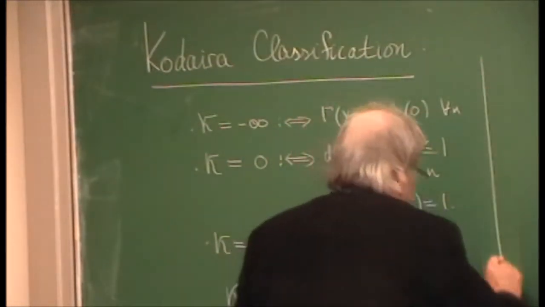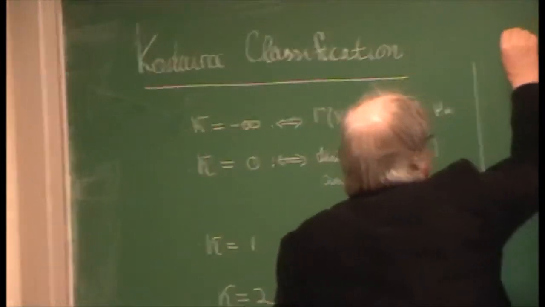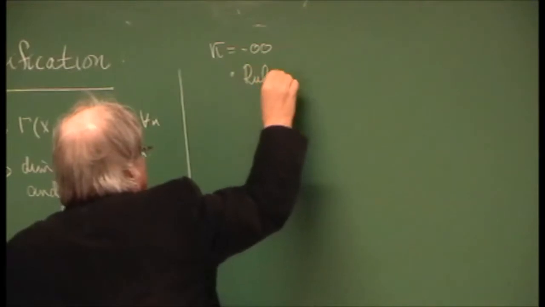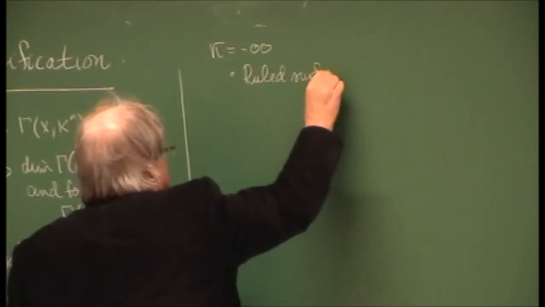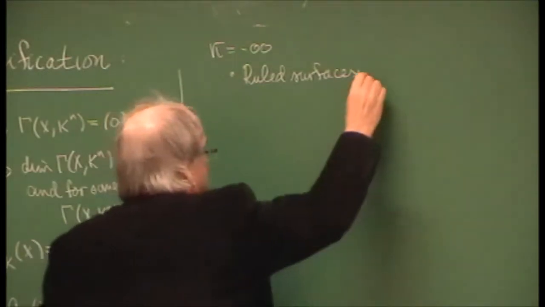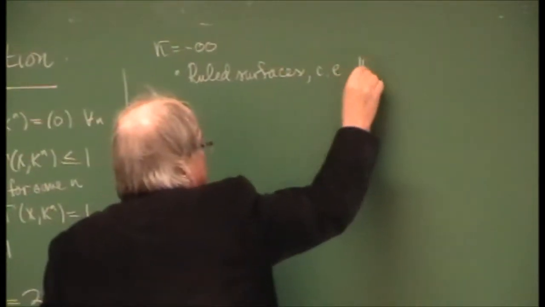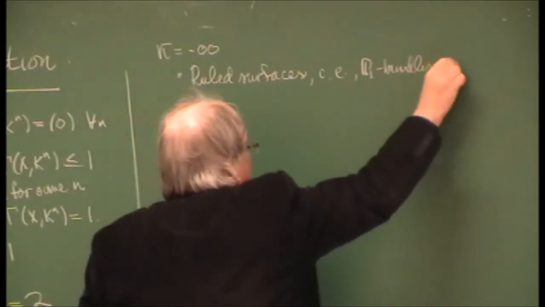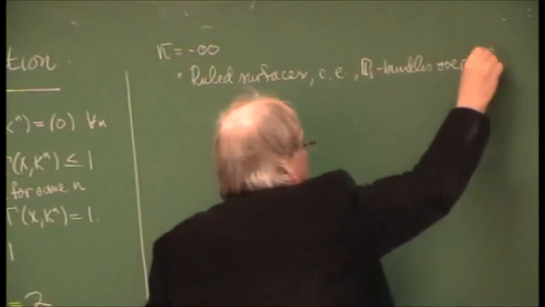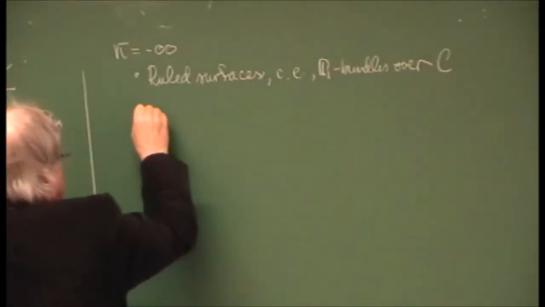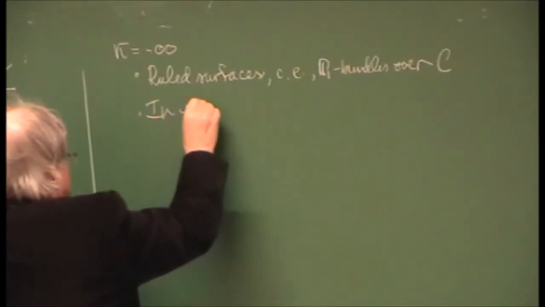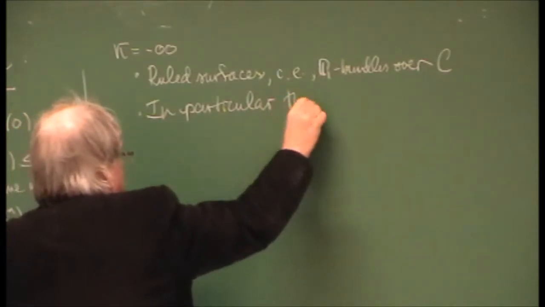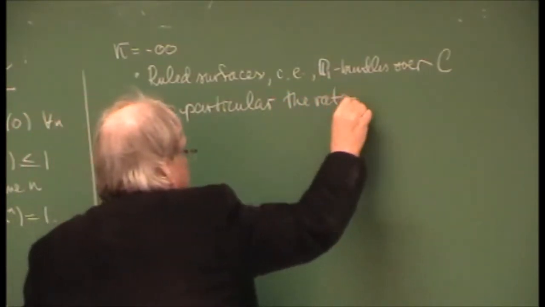And I try to give a little idea of minus infinity. What you get here is ruled surfaces. So you get surfaces which are P1 bundles over curves, any curve. In particular, you get Hirzebruch surfaces, which are the P1 bundles over P1, the rational ruled surfaces.